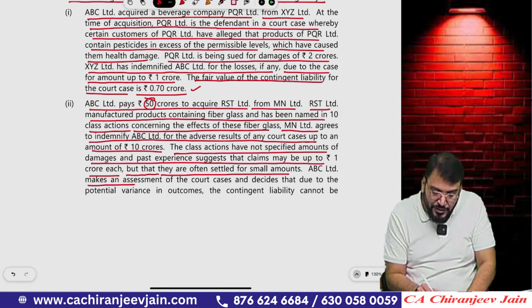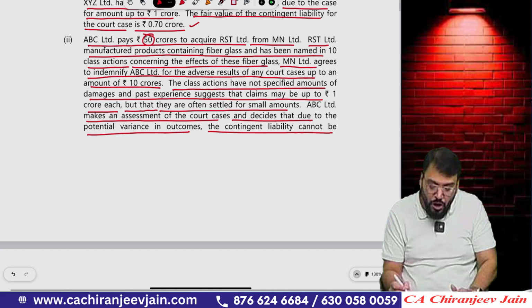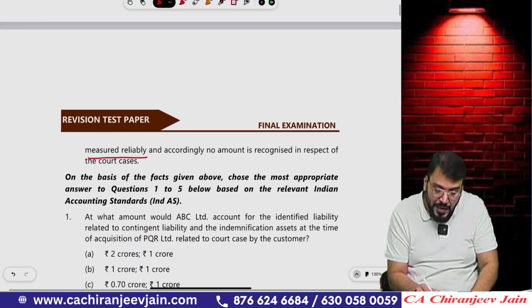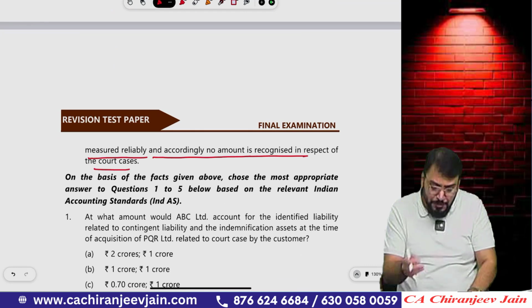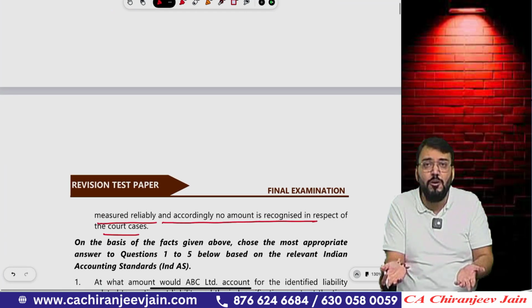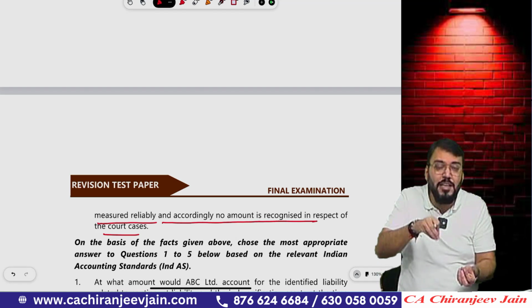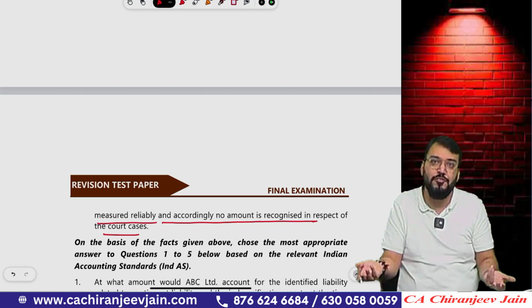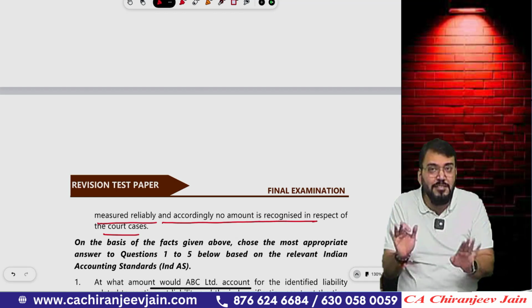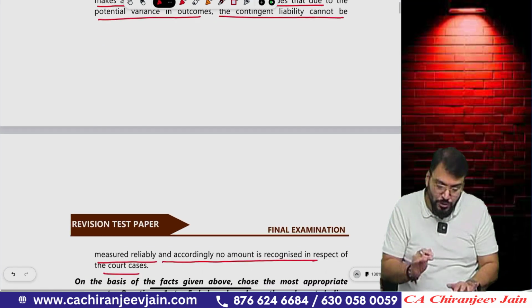ABC Limited made an assessment of the court cases and decided that due to potential variance in the outcome, the contingent liability cannot be measured reliably, and accordingly no amount is recognized in respect of the court case. Means in this case the fair value of the contingent liability is 0. It means the contingent liability will not be recognized in the books of the acquired company, and therefore the indemnification asset will also be 0. Means we are not supposed to recognize any indemnification asset for this particular point number 2. I hope you have understood.